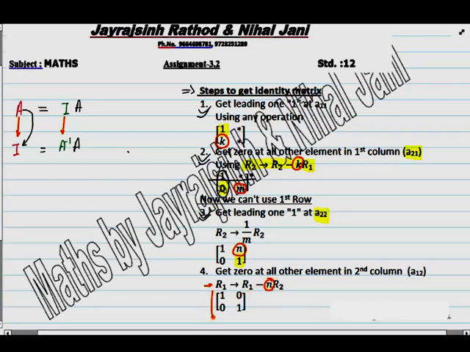So tada, you will get the reduced row echelon form, or we can say the identity matrix on the left side, and on the right side you will get A inverse. And please don't forget to write A over here. Okay, so hopefully you are ready to solve the assignments. So let's move to the questions.